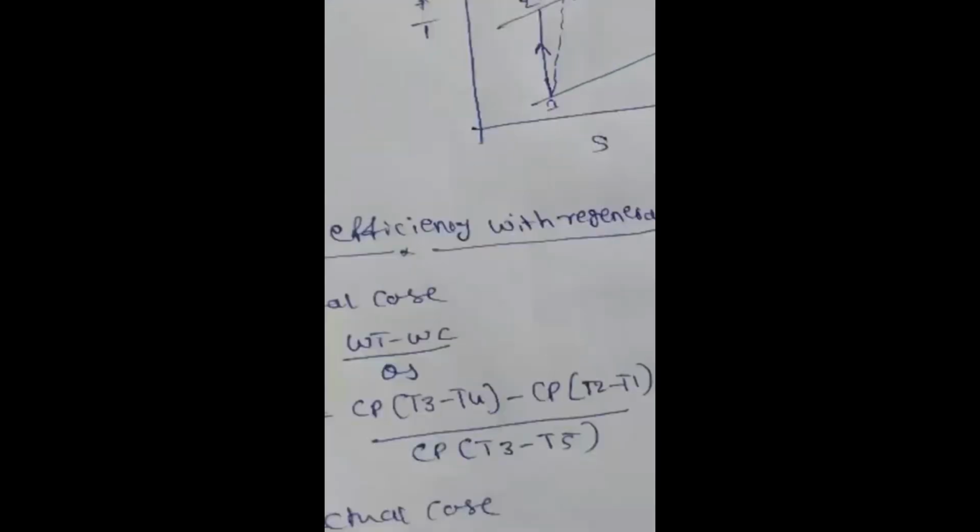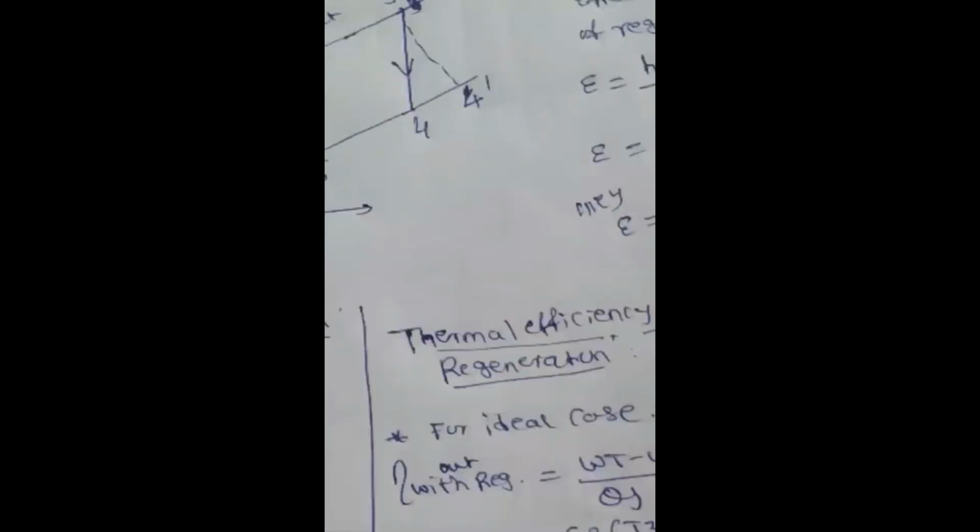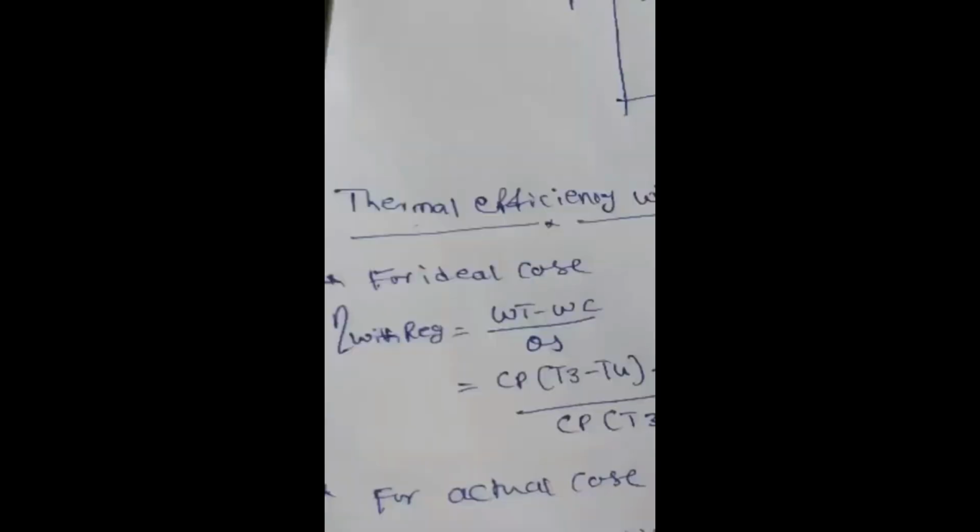I hope all of you understood how the heat regeneration process takes place by using the TS diagram. Just forget about 5 in this TS diagram, and it is as good as without regeneration. Now here also we can derive the thermal efficiency with regeneration and the thermal efficiency without regeneration. First, with regeneration.